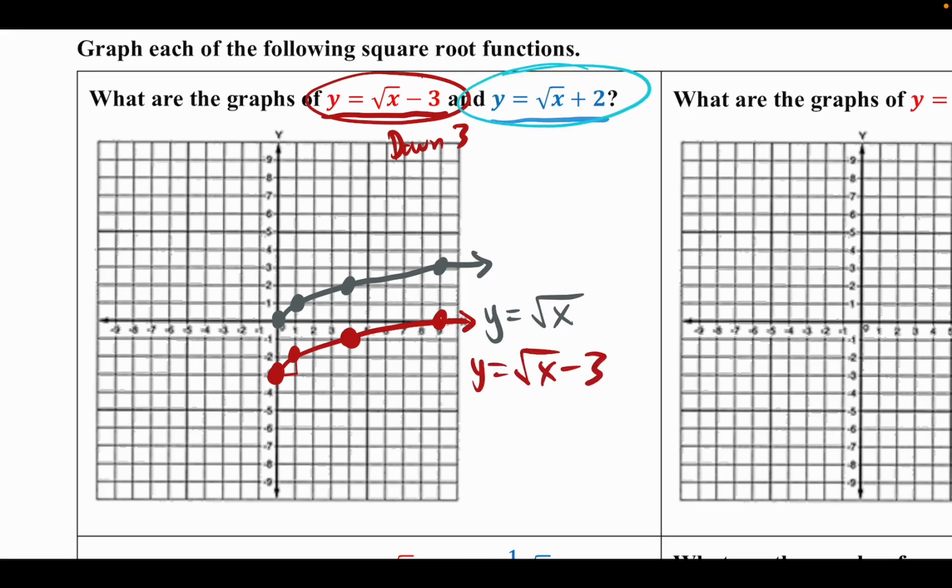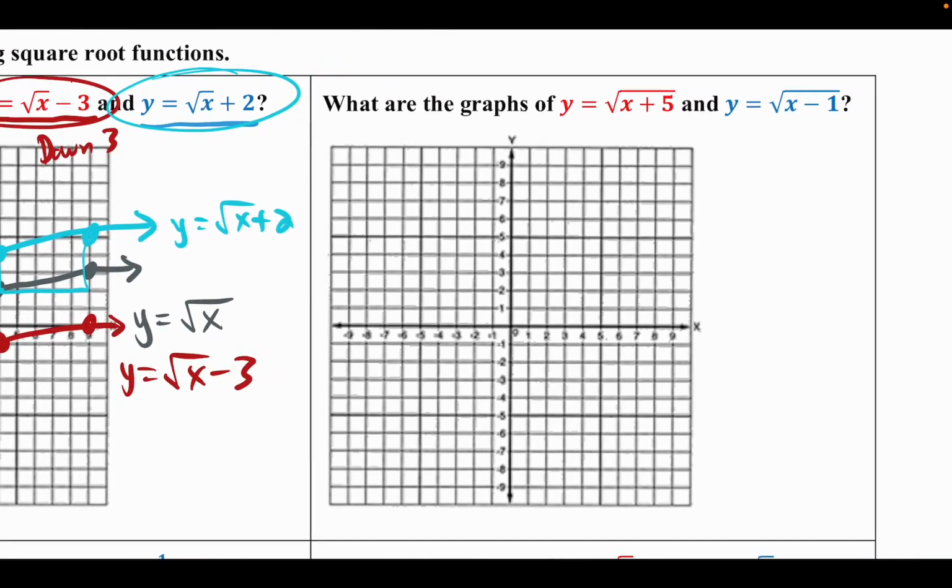So you get the gist that if it's just plus 2, it's going to move the graph up 2, right? So move the endpoint up 2 units, and then you can go over 1, up 1, and then over 4, square root of 4 is 2, and then over 9 and up 3. And that right there is going to give you the graph of y equals the square root of x plus 2.